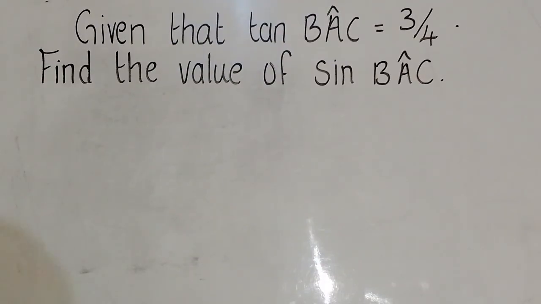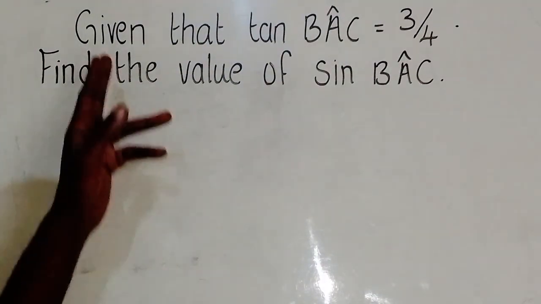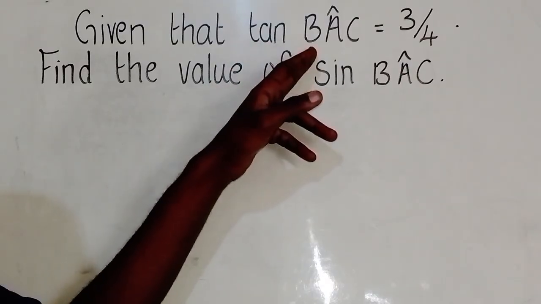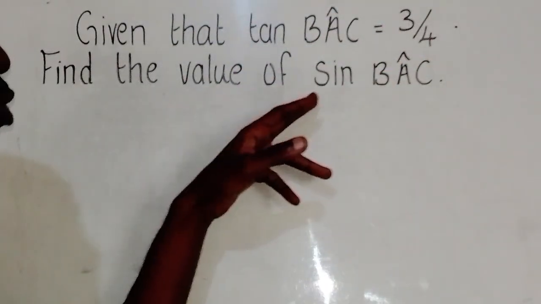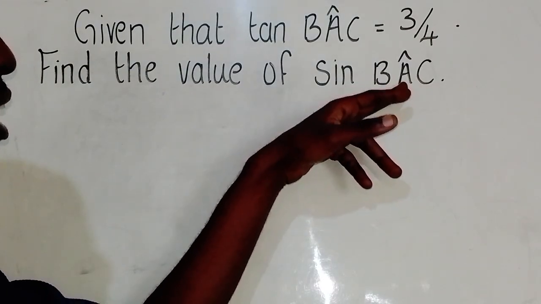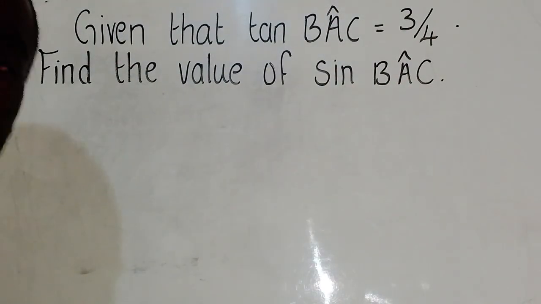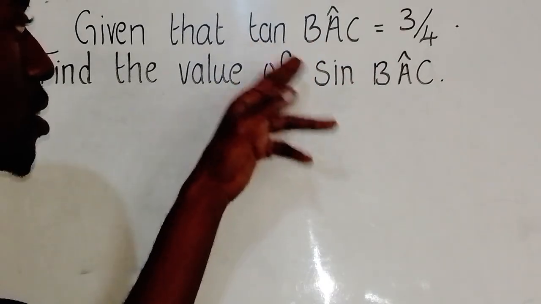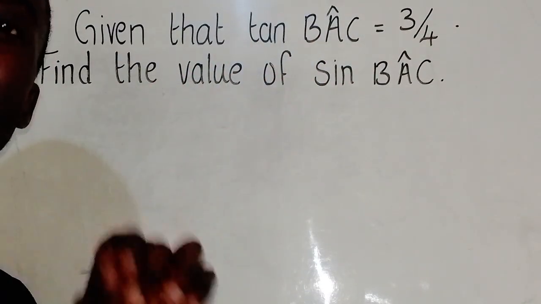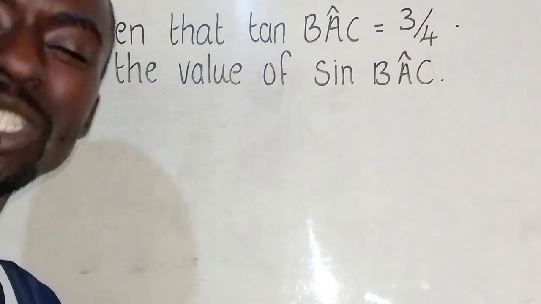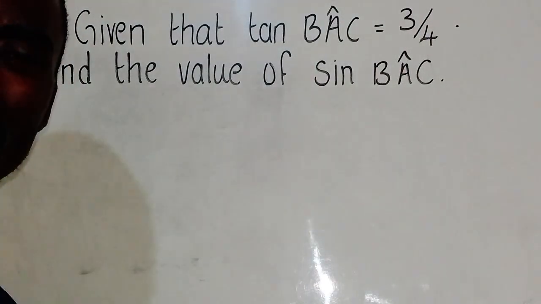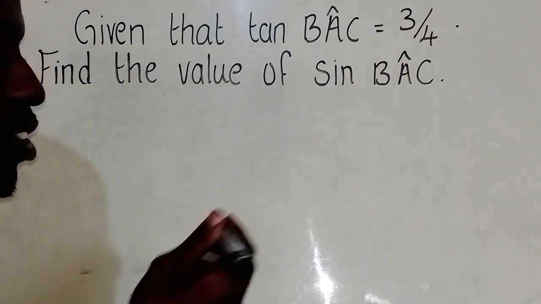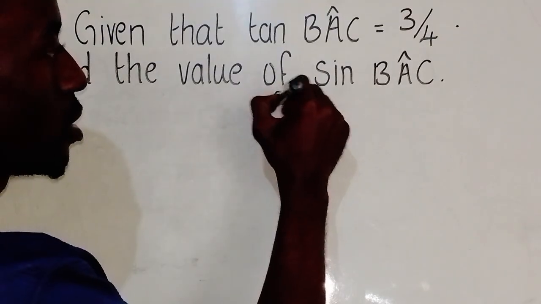So we have a mathematics question that says, given that tan BAC is equal to 3 over 4, find the value of sine BAC, okay? You need to understand that when we say sine or tan, these are numbers assigned for a particular number, especially on angles, okay? Now, for you to understand this, you need first to understand what is known as what?